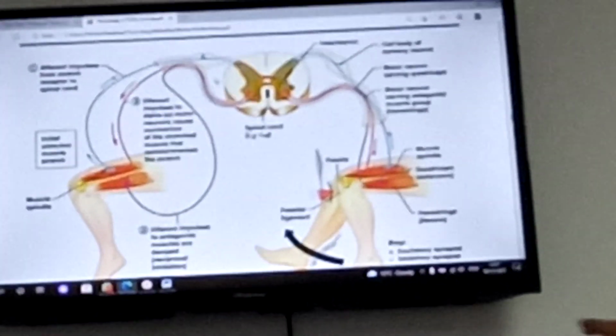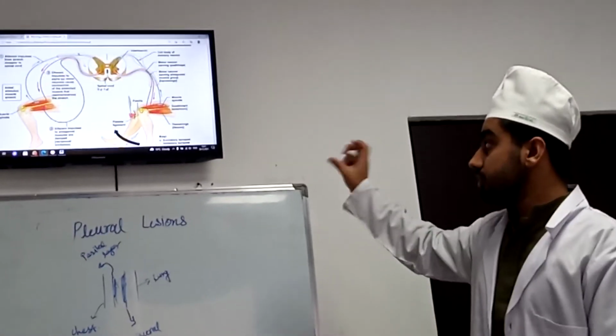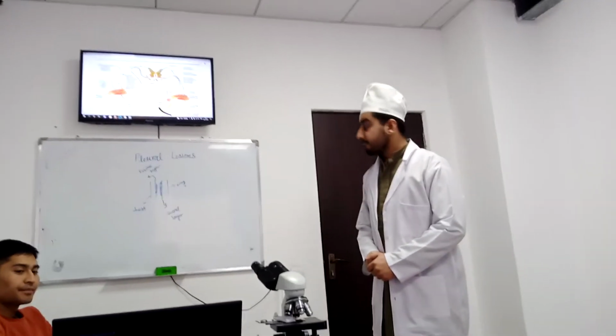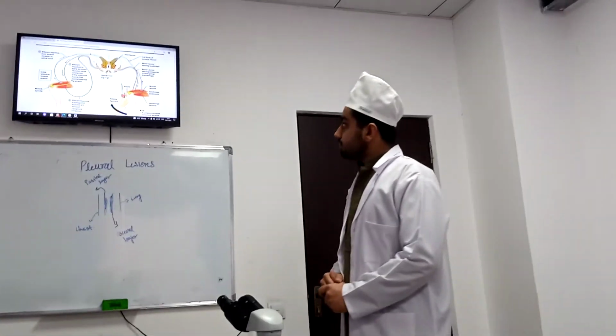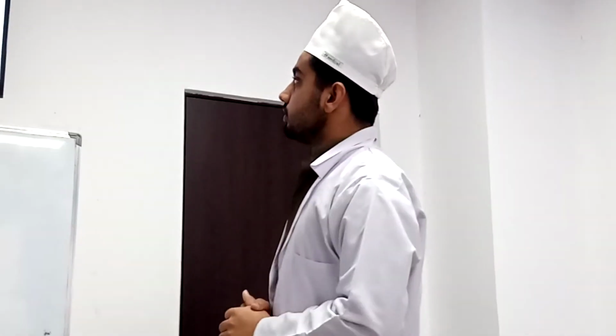Here we can see the hamstring. It is concerned with the leg and the muscle spindles of the leg, the flexor muscles. This part is explained. So we have stretch receptors, which means in flexor muscles we have stretch receptors.